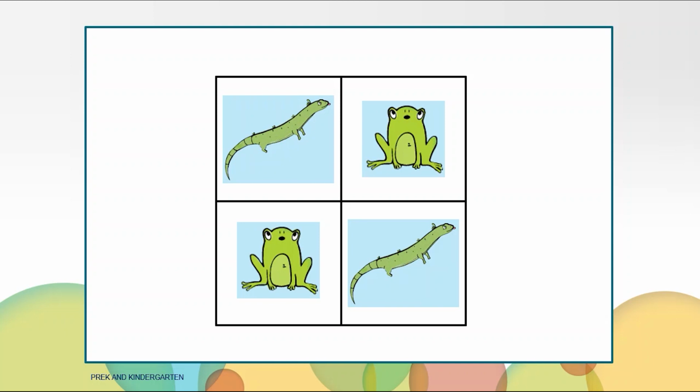The 4-box mat helped us because we were able to see the total amount, which is 4, then put the 2 lizards in because the problem told us there were 2, and that let us see there were 2 spots left on the mat for the frogs.